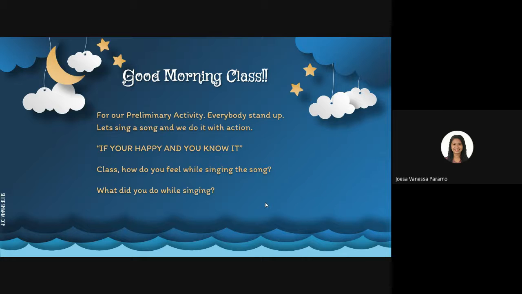action. The title of the song is If You're Happy and You Know It. How do you feel while singing the song? Happy? Very good. What did you do while singing? Do the action. Okay, very good.